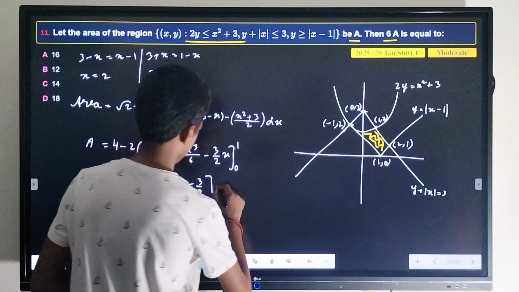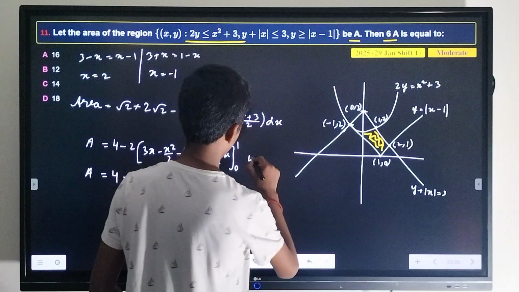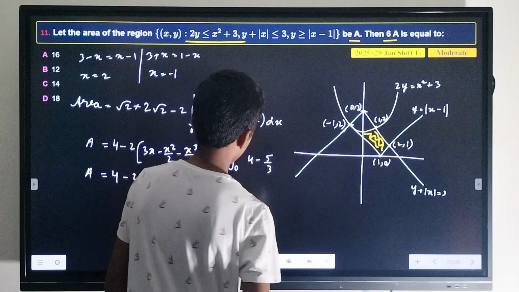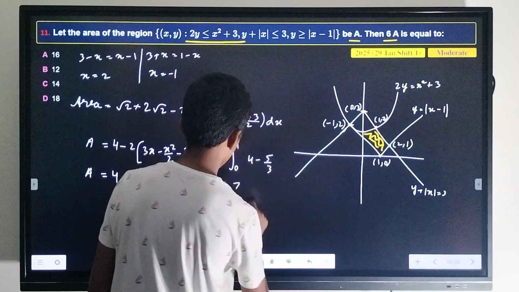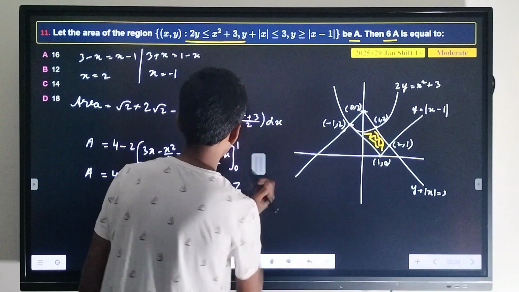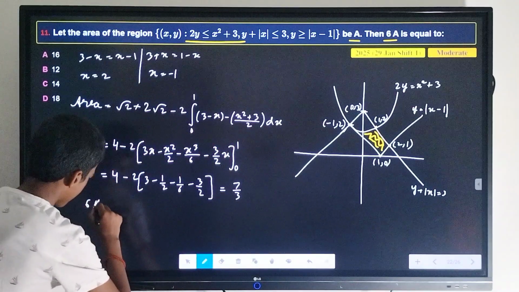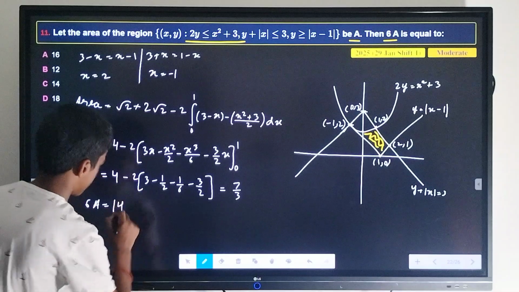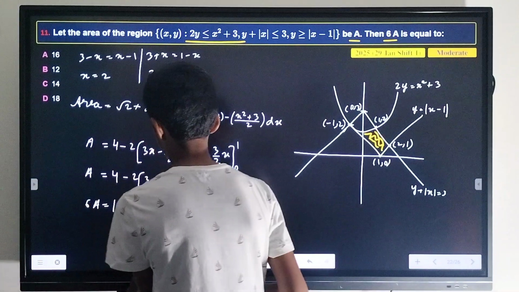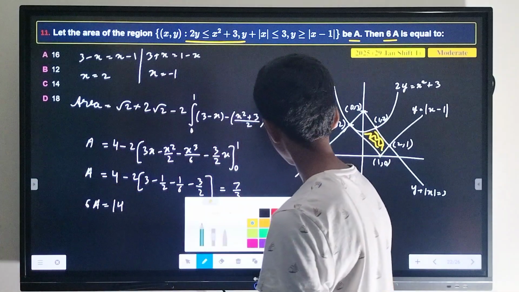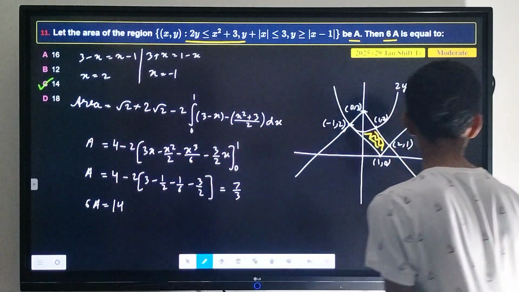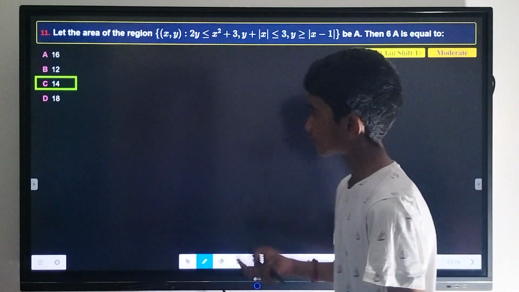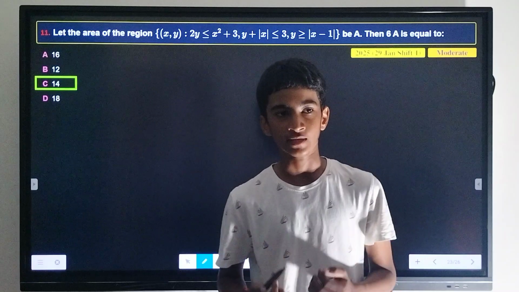So this is equal to 7 upon 3. From here our 6A is equal to 14. So our answer is option C. And here is our solution, and we can see that our answer is correct.